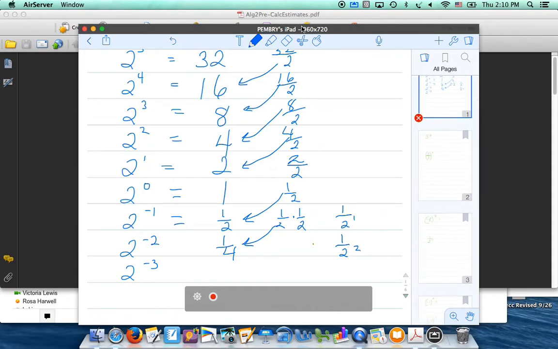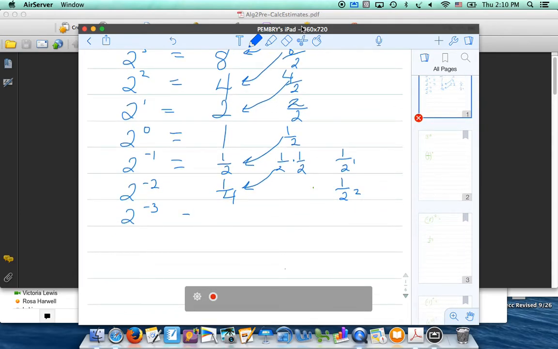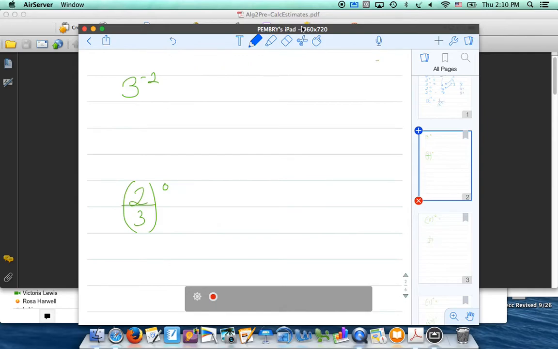Can you guess what the next one's going to be? It's going to be 1 divided by 2 cubed, which is 1/8. So in general, any number raised to the negative power is the same as 1 divided by that same number raised to the positive power. Let's work through some problems to make sure we understand it.